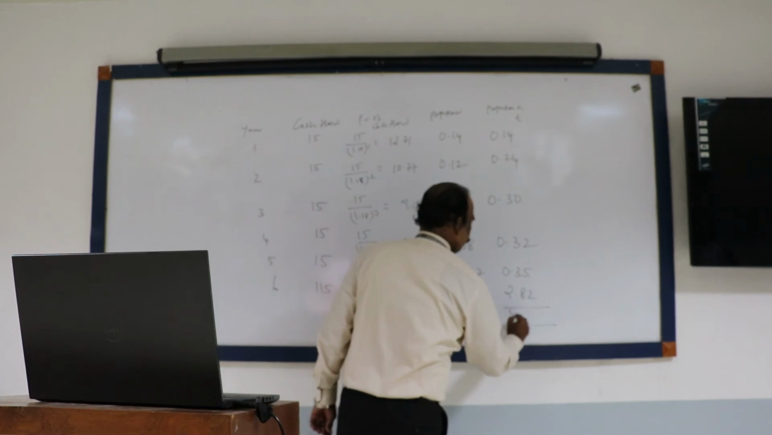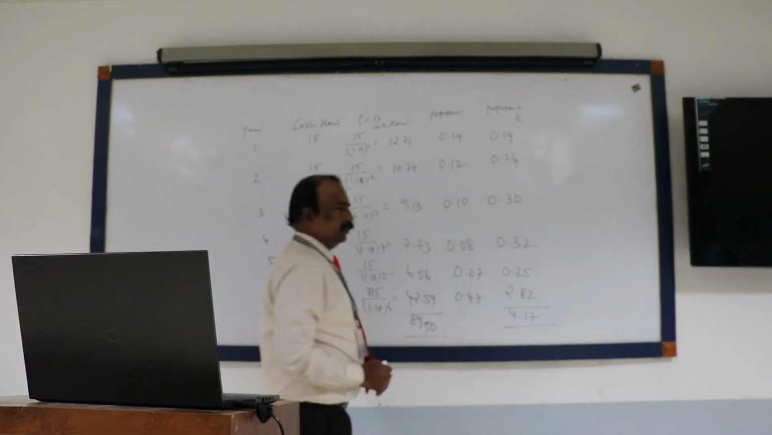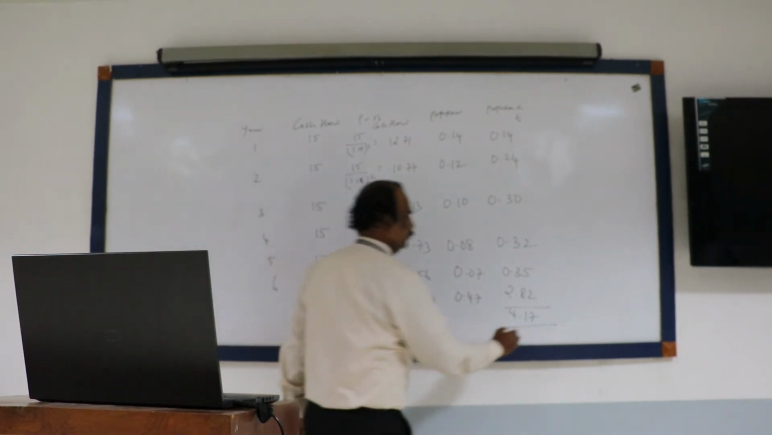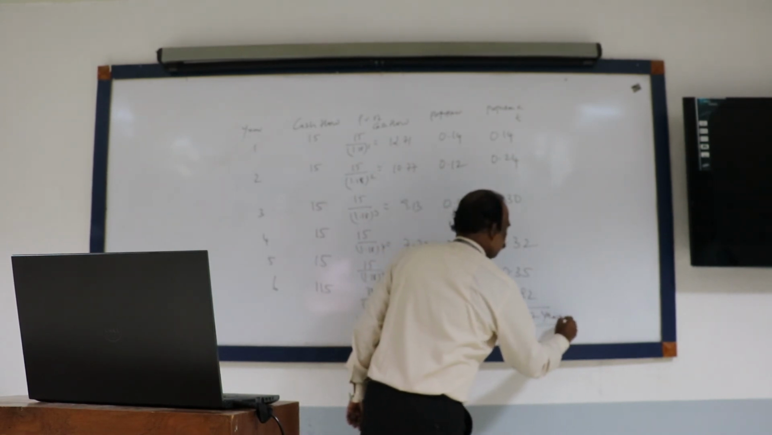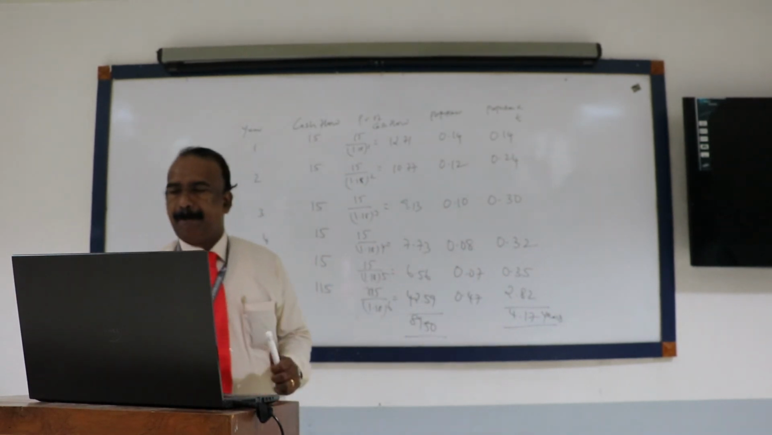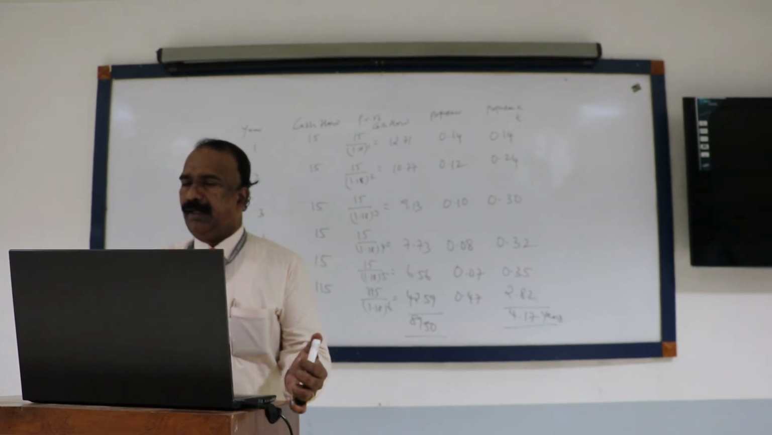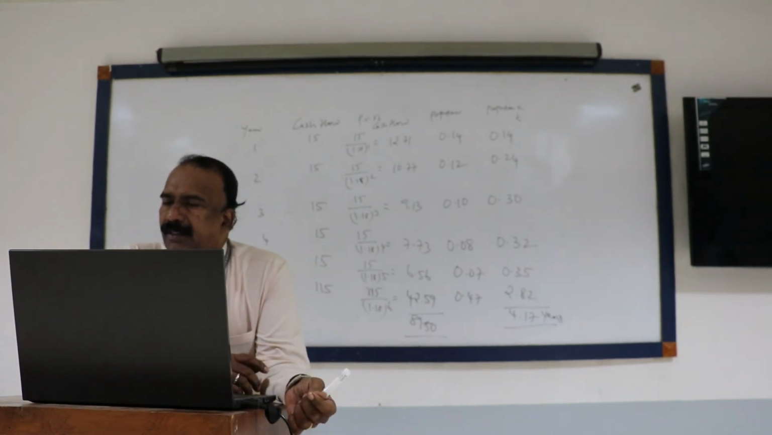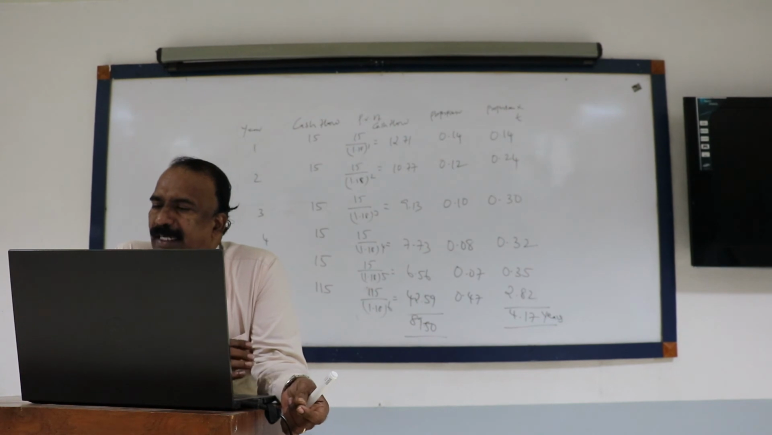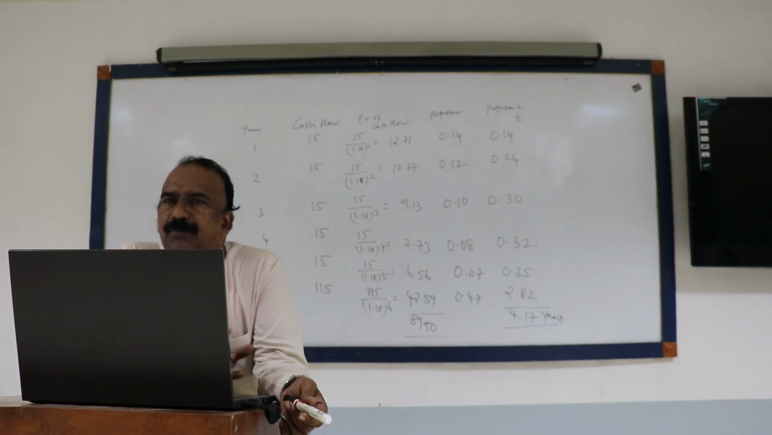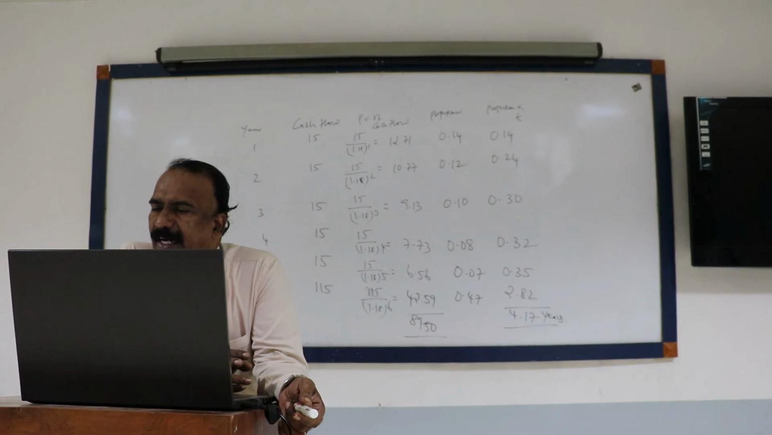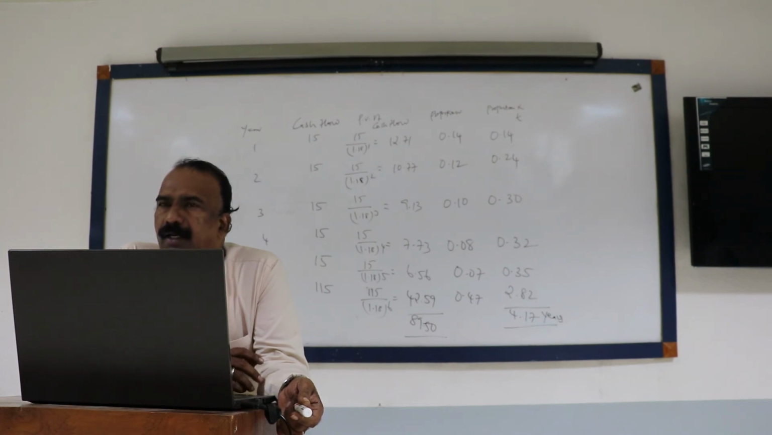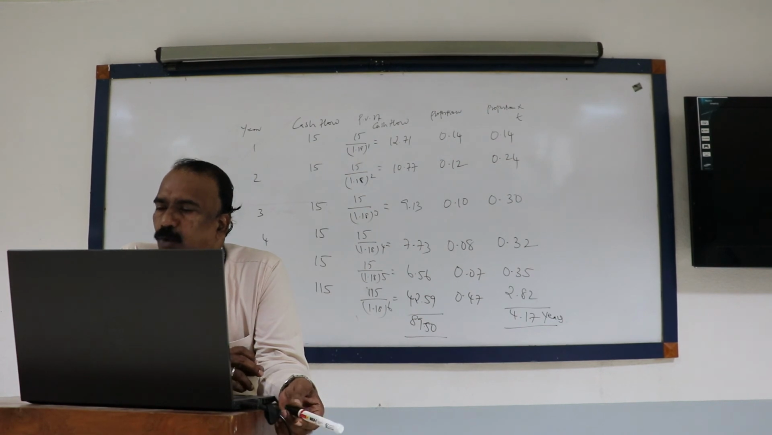2.82. Total how much? So add the total, sigma aggregate. 4.17 years. Okay, so what does it mean? It means within 4.17 years. 4.17 divided by 12, so 0.17 comes around 2 months.